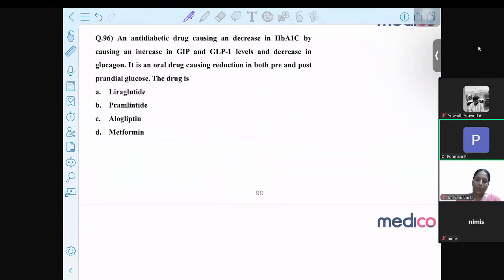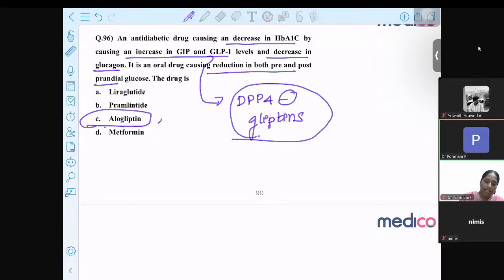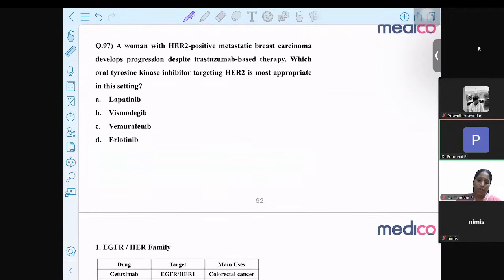Now moving into the next question. An anti-diabetic drug is causing a decrease in HbA1c by increasing GIP and GLP and decreasing glucagon. I told you the same tabular column. Which drug does this? It is a DPP4 inhibitor, which is also called gliptins. Among these options, is there any gliptin present? Yes, alogliptin. So this is the answer, which is option C. We have discussed more questions in the same pattern before. Okay, right.